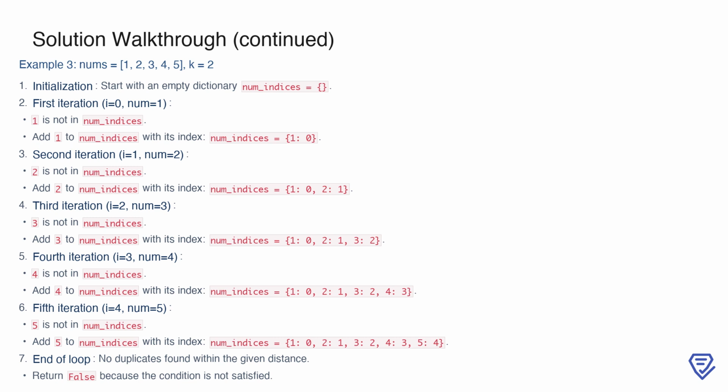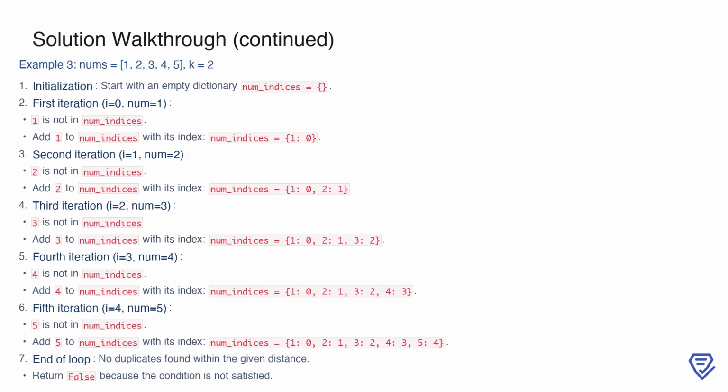On the first iteration, the number is 1 at index 0. Since 1 is not in the dictionary, we add it, resulting in number_indices equals {1: 0}. On the second iteration, the number is 2 at index 1. As 2 is not in the dictionary, we add it, updating number_indices to {1: 0, 2: 1}. On the third iteration, the number is 3 at index 2. Since 3 is not in the dictionary, we add it, resulting in number_indices equals {1: 0, 2: 1, 3: 2}.